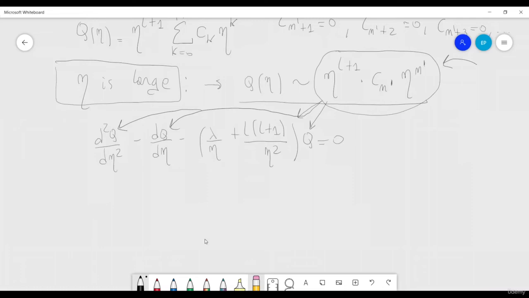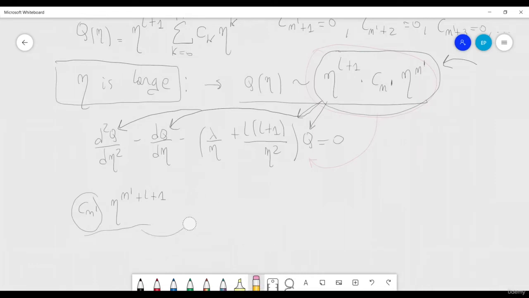Now we have to substitute this expression here in this equation here. So now let me do it. The second derivative is very straightforward to calculate because we have to take the derivative of Cn prime times eta to the power n prime plus L plus 1, right? And so we can factor out this coefficient, and we can also divide by that coefficient, so that's just a constant. We can get rid of that when we substitute this expression in that equation there.